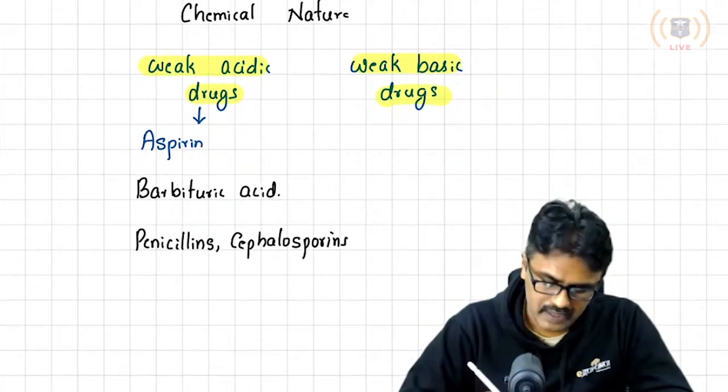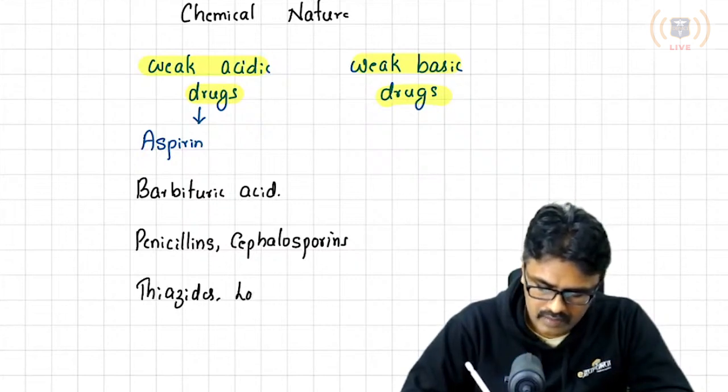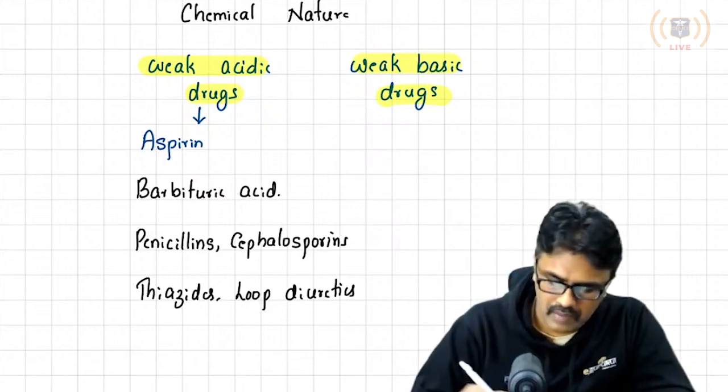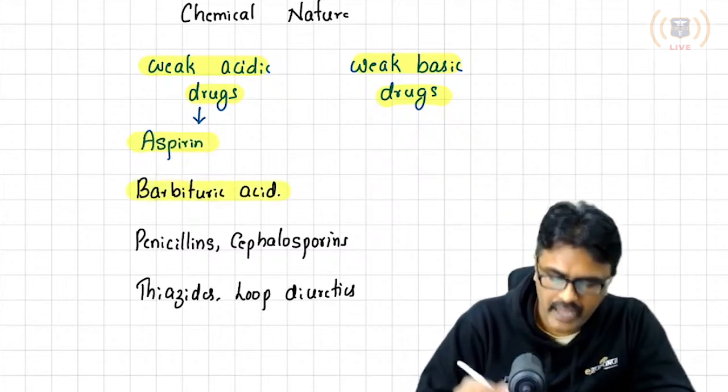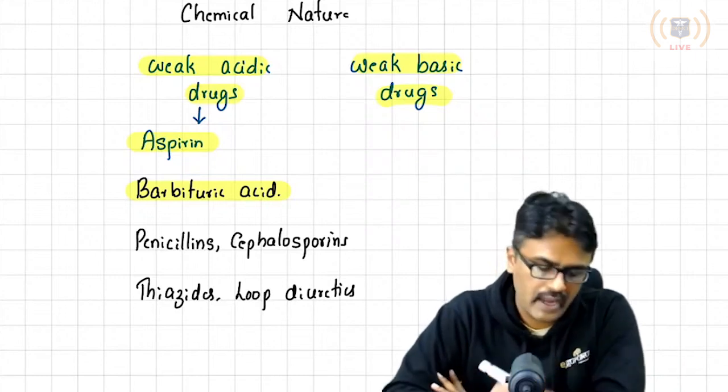So write down thiazides and loop diuretics. So these are called acidic drugs. At least if you don't remember the last two, at least remember aspirin and barbituric acid. They are very important. Remember they are acids.